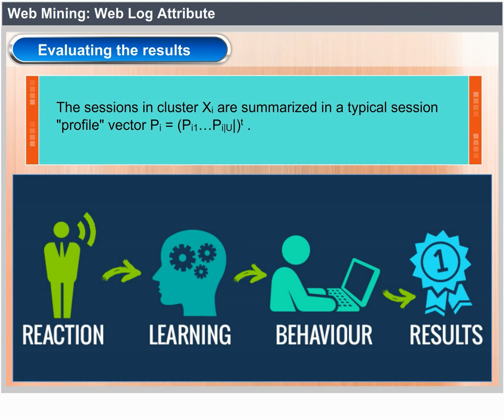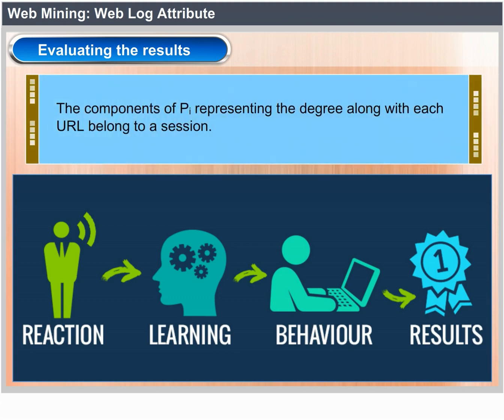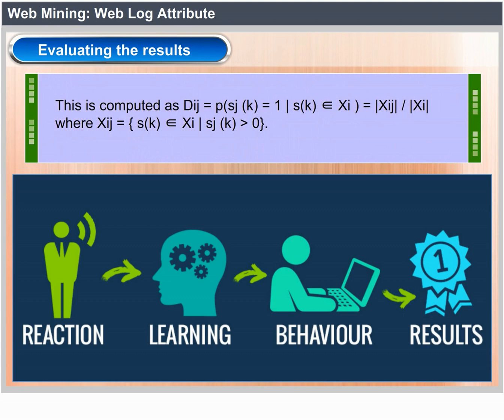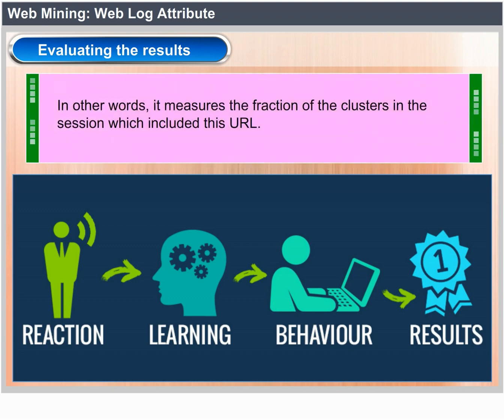The components of Pi represent the degree with which each URL belongs to a session. This is computed as Pij equal to the sum over k of Sj(k) such that S(k) belongs to Xi, equals modulus of Xij over modulus of Xi, where Xij equals the set of S(k) belonging to Xi such that Sj(k) is greater than 0. In other words, it measures the fraction of the sessions in the cluster which included this URL. This helps us recognize those URLs which form the core of the profile.